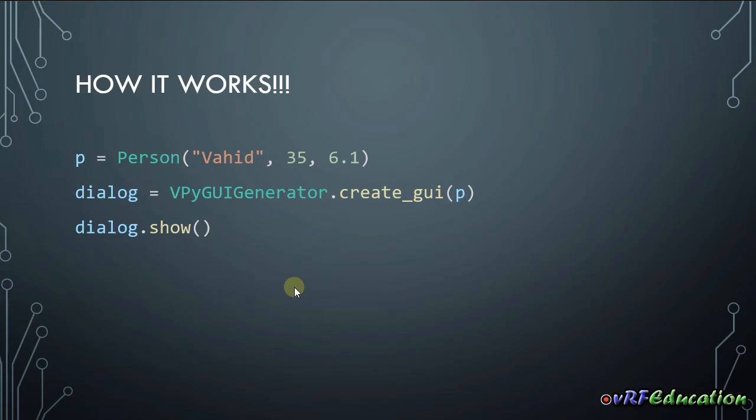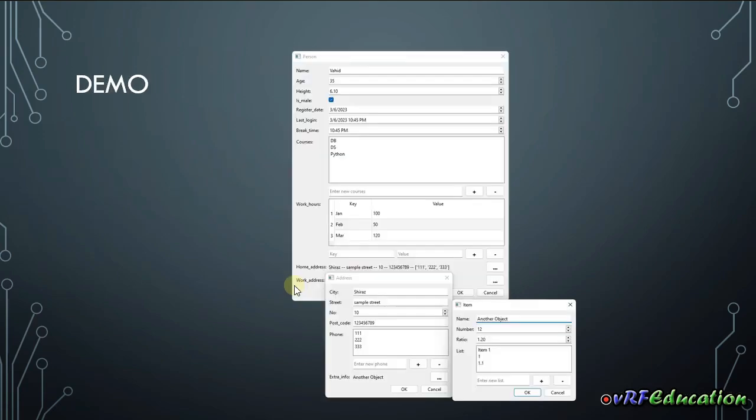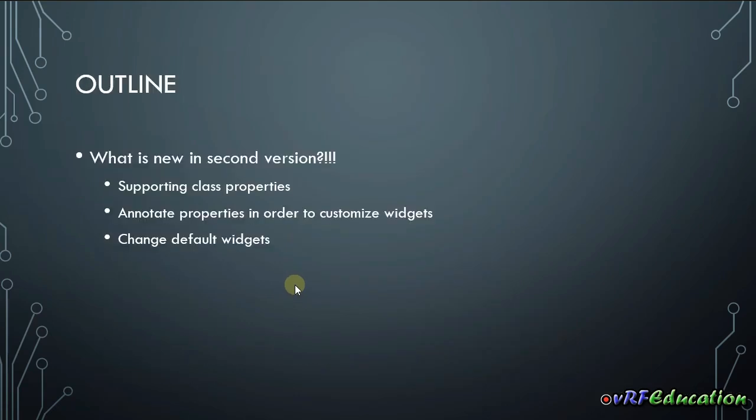So in this session, I'm going to show you how the second version of this library is going to support properties inside a class. As you might know, properties are the best way to access object fields or object states. So this library should be able to work with properties. With properties, you should annotate the setter part of the property to let the pyqt generator class create widgets for that specific field. And also with this annotation, you can customize the widgets.